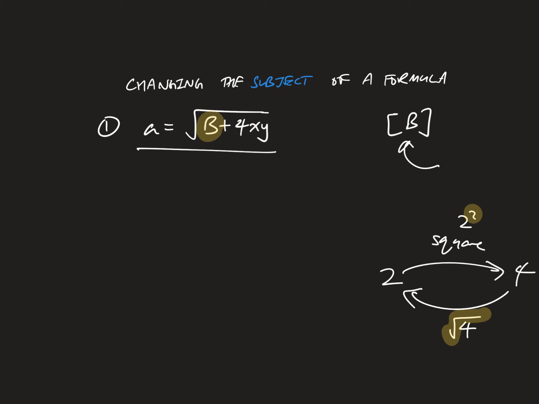So in this case, if we have a square root and we want to undo it, what we have to do is simply square it. So let's square both sides.